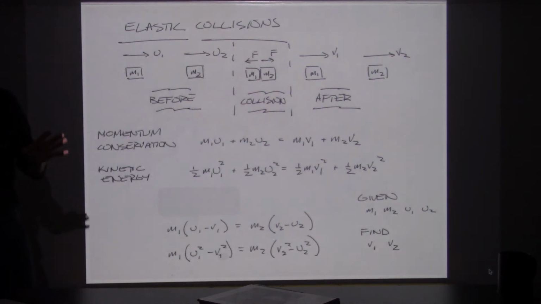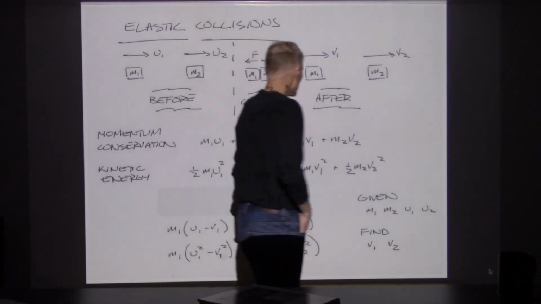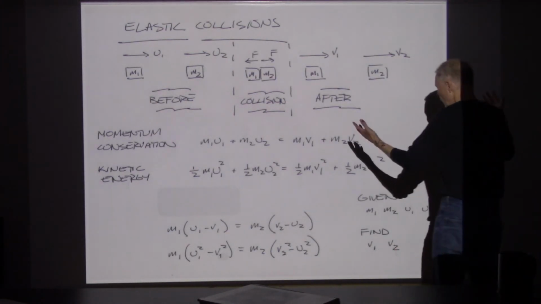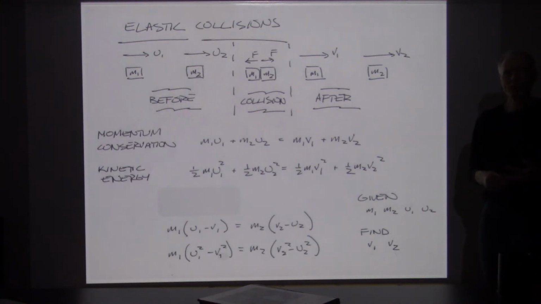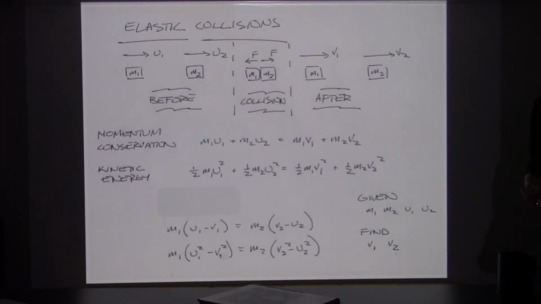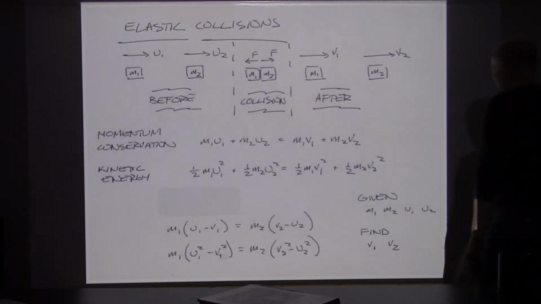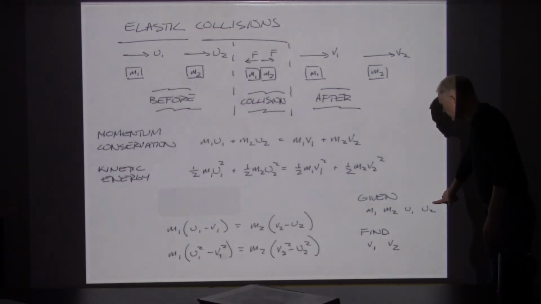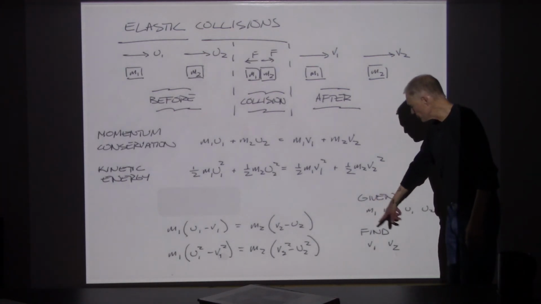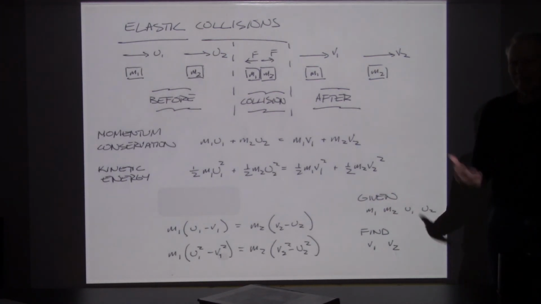Now the way these problems usually work is this. In the homework it'll say something like, we have two objects, m1 is 5 kilograms and m2 is 7 kilograms, and the initial speeds are 11 meters per second and 17 meters per second. Find the final speeds. So that's kind of how this works.